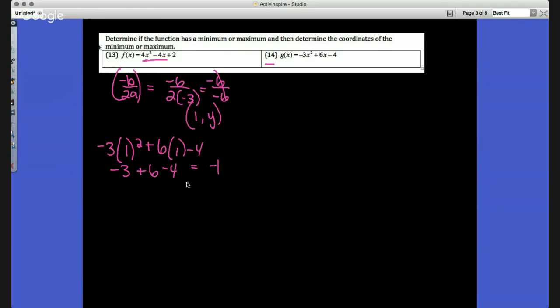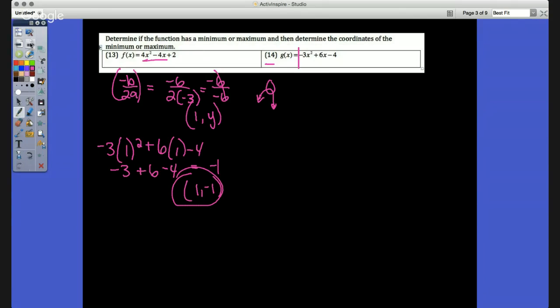So my vertex would be (1, negative 1), and it would be a maximum because right here, this is going to go downward, leaving me the highest point being the vertex. Therefore, we have a maximum at that point, okay?